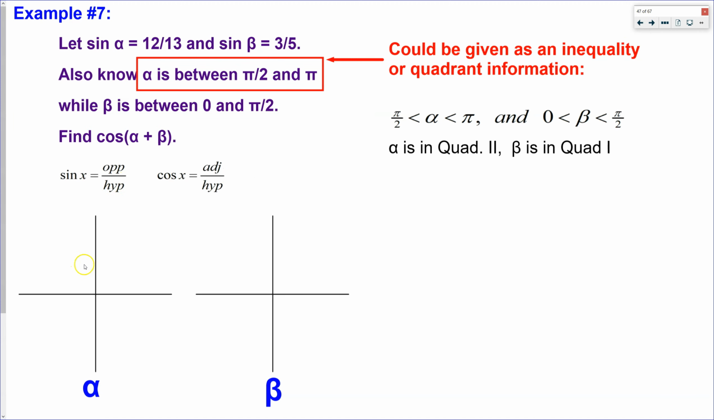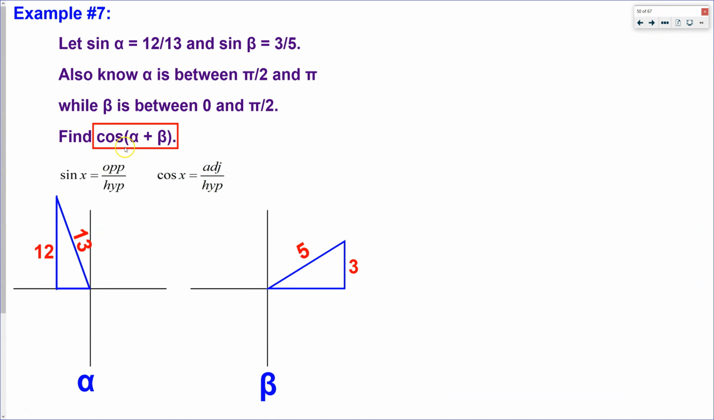So the opposite side, the y coordinate, or the up and down amount that the triangle is, will be our 12, and the hypotenuse will be a 13. So I can go ahead and draw a triangle that fits that description. Now, I also want to take this information about beta and do the same thing with a 3 over 5 combination right there.